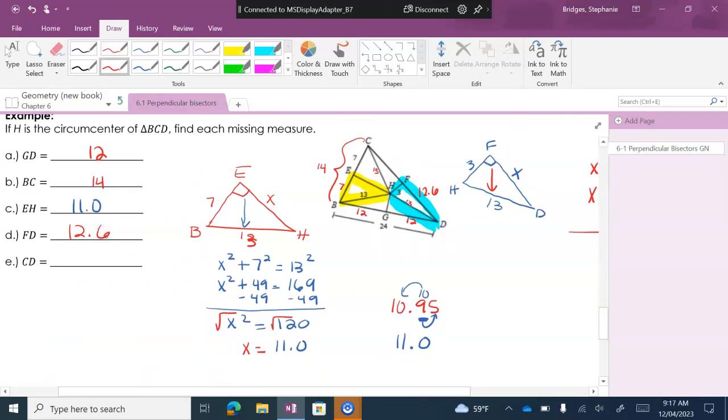And then CD, how would I find out what that whole segment is there? The one I just highlighted in green. If FD is 12.6, what would the top part also be? 12.6, which then would make the whole thing 12.6 plus 12.6, 25.2. So some of the segments there you will just be able to tell based off of the information given, and then some of them you will have to use your Pythagorean theorem to solve.